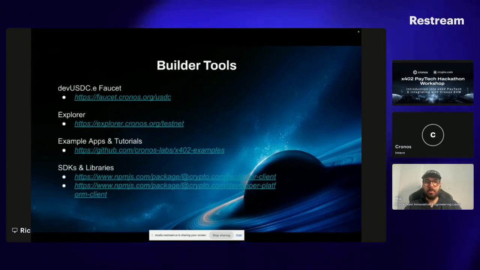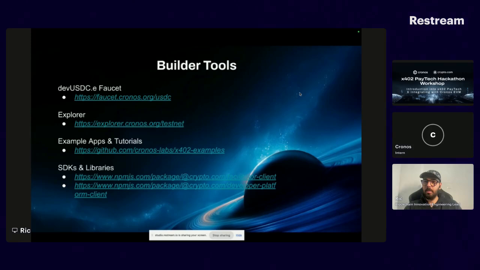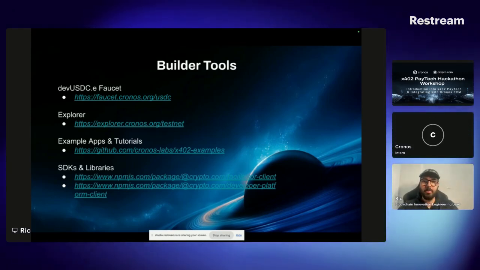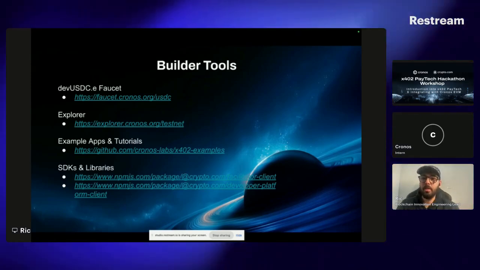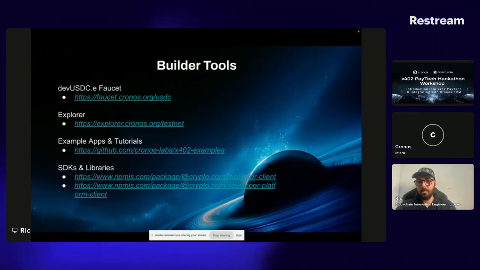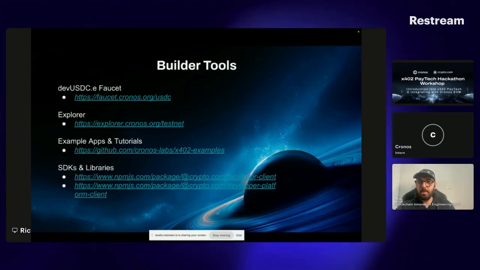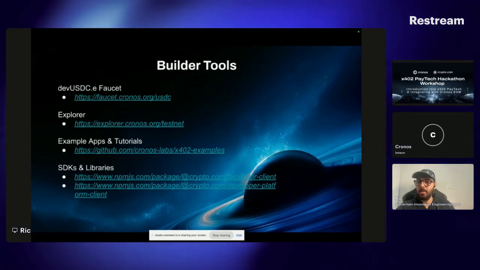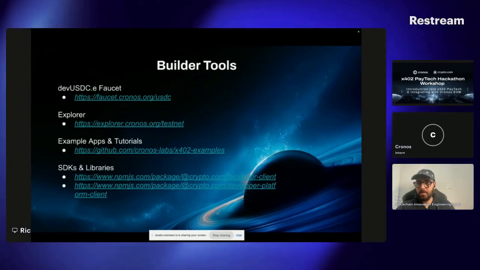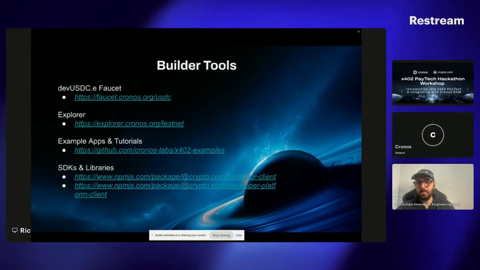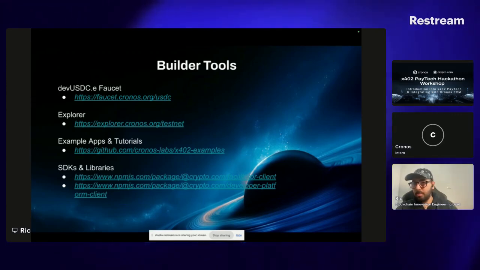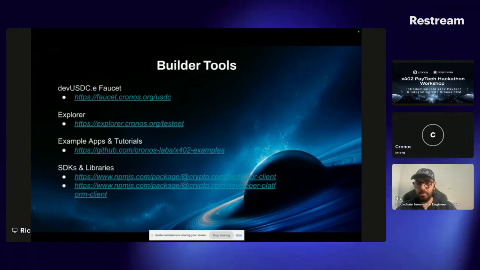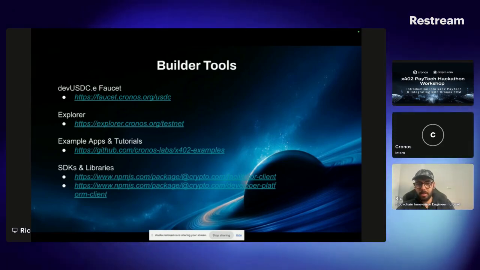Next one is our builder tools. I think here, these are not exclusive, and there might be a few other tools out there that you might find in our documentation. But as an initial starting point, things to remember is our faucet, faucet.cronos.org/USDC, our Explorer, and then the example apps and tutorials repository, which is now public.